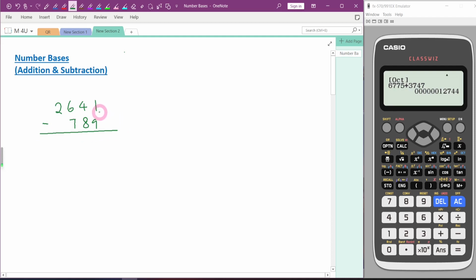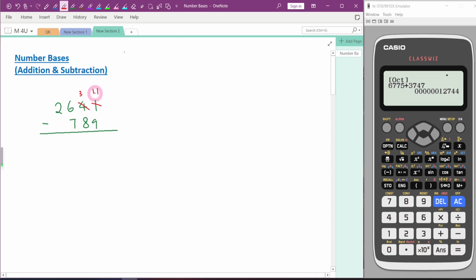Okay, you don't see any small number here. It means that this is a number in base 10. Now, 1 cannot minus 9. Therefore, we need to borrow from here. So it becomes 3, right? And this is 1. We borrow it. We get 10. 10 plus 1 is 11.